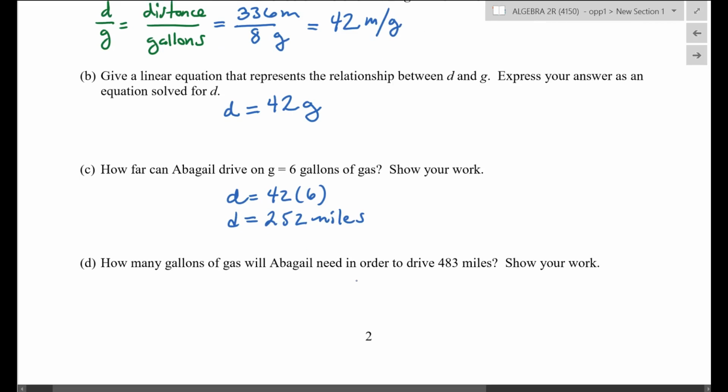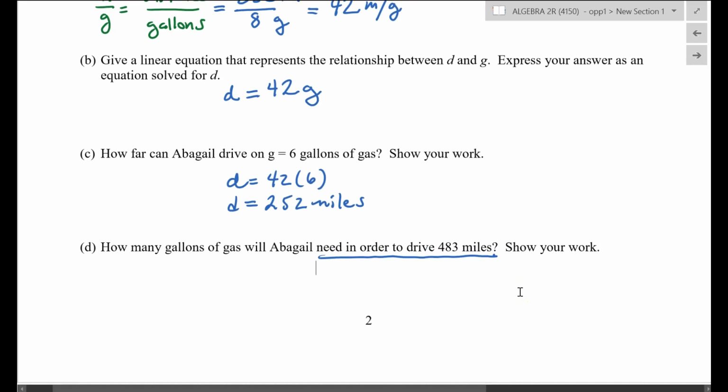And what if I had a long road trip where I need to drive 483 miles? How do I figure that out? Well, the distance I have to drive is 42 times the number of gallons of gas that I have. I need to drive 483 miles, right? That's a distance. So 483 equals 42G. To solve for the number of gallons that I need, I just divide by 42. And so I need a total of 1.